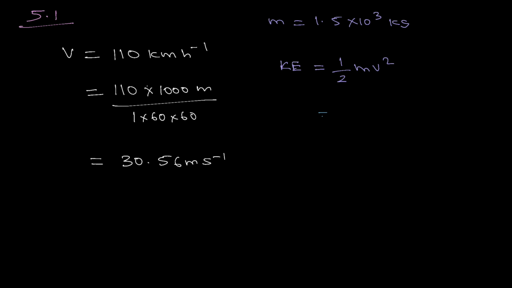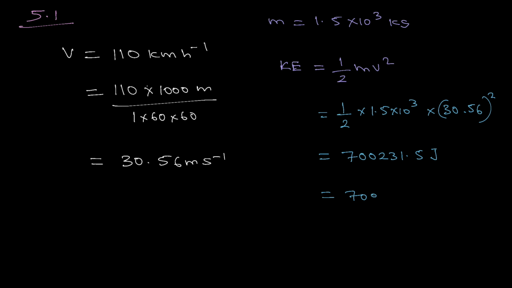We now know that a half times 1.5 times 10 to the power 3 times the velocity, which is 30.56, all squared, and that will be equal to, if we compute that into a calculator, 700,231.5 joules, and we can then round it up to 700 kilojoules. So the kinetic energy is 700 kilojoules.